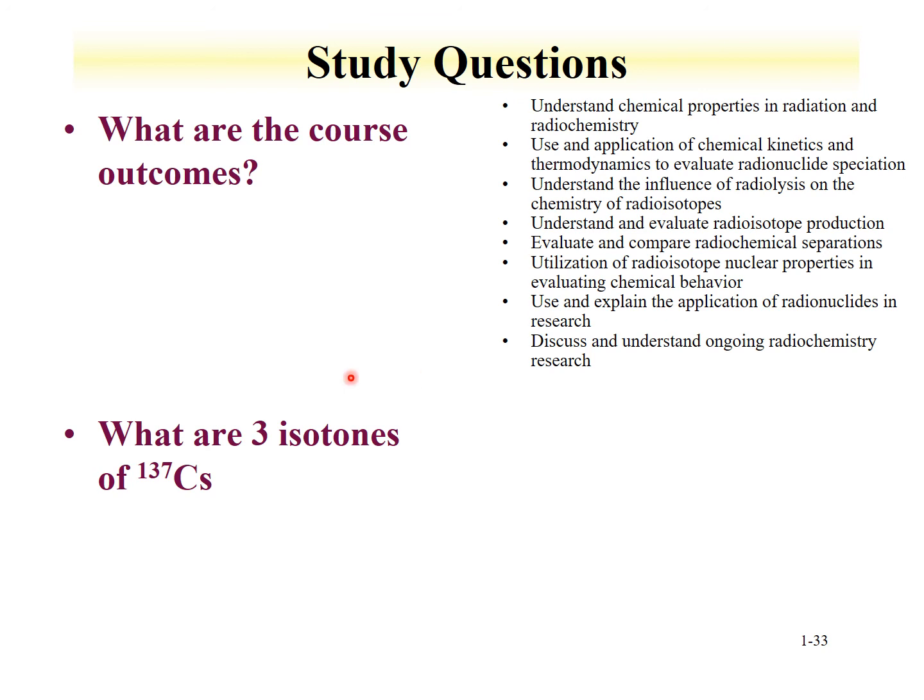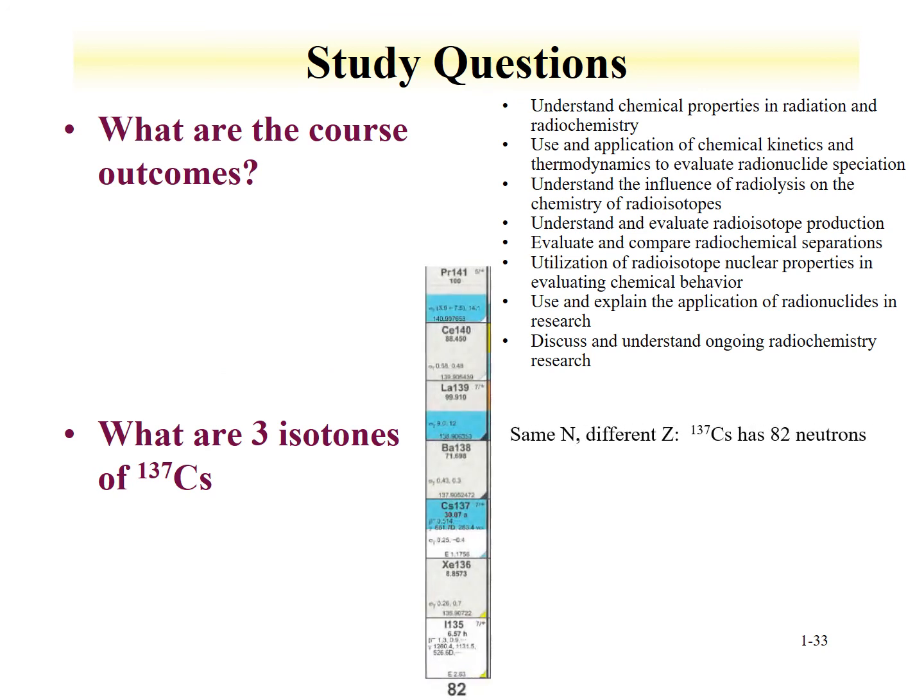You should be able to answer a question such as, what are 3 isotones of cesium-137? Isotones are those isotopes with the same number of neutrons, different protons. Cesium has 82 neutrons, so the isotopes listed here, from praseodymium-141 to iodine-135, all have the same number of neutrons and different number of protons as cesium-137.